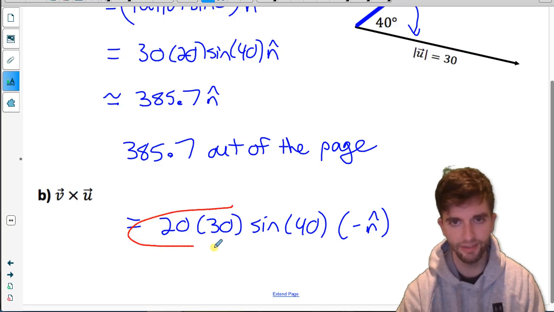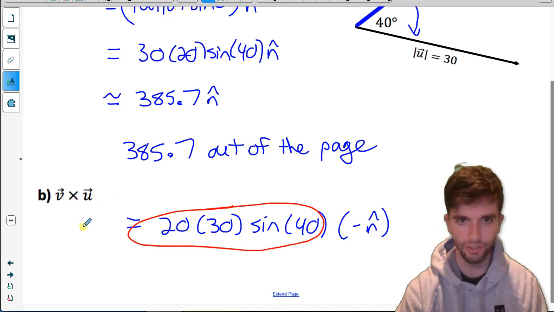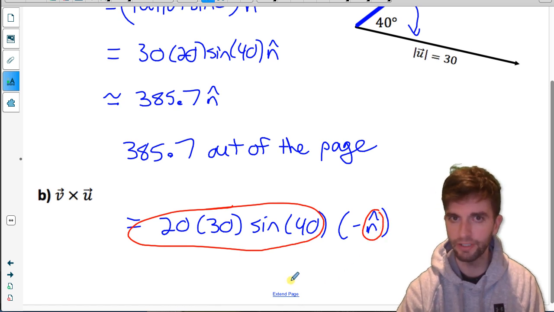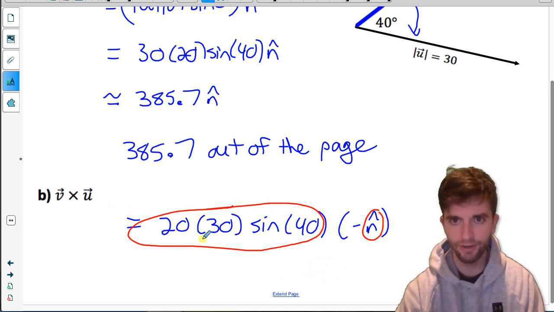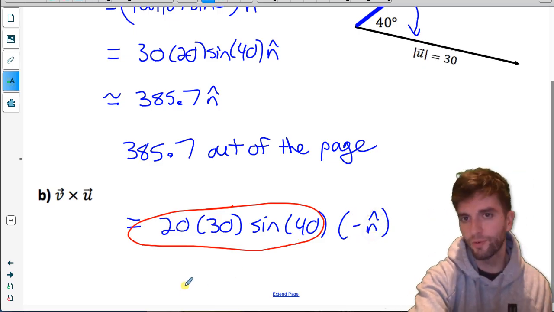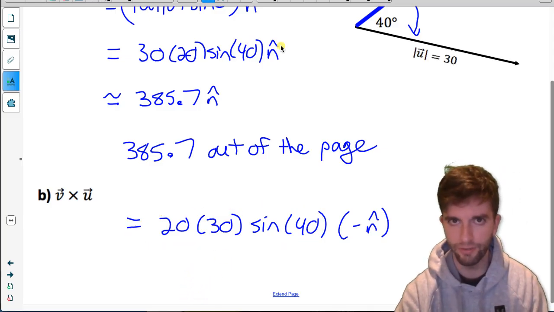So what we've done is we've taken the magnitude of the cross product, which is going to be the same as the cross product above. U cross v and v cross u have the same magnitude. They're both 385.7. And I've given it a direction perpendicular to both u and v. But this time, v cross u is in the opposite direction of u cross v. It's still perpendicular, but it's in the opposite direction. That's why I need the negative. So we choose, if it's into the page, negative unit vector n. If it's out of the page, positive unit vector n.